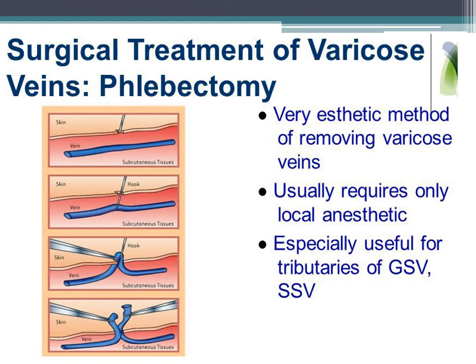Another thing is phlebectomy, a very aesthetic method of removing the varicose vein. It usually requires a local anesthetic, and is especially useful for areas where you have veins sitting like this. You use a hook kind of thing to cut it, and you can see what happens in the subcutaneous tissue. The vein is pulled, and again it is ligated. So that is phlebectomy. Ectomy is nothing but removal.